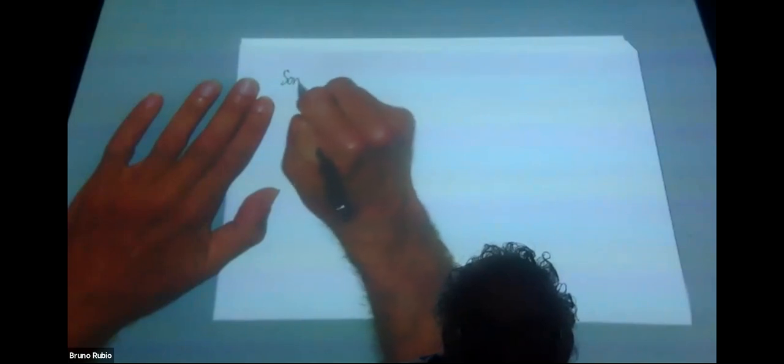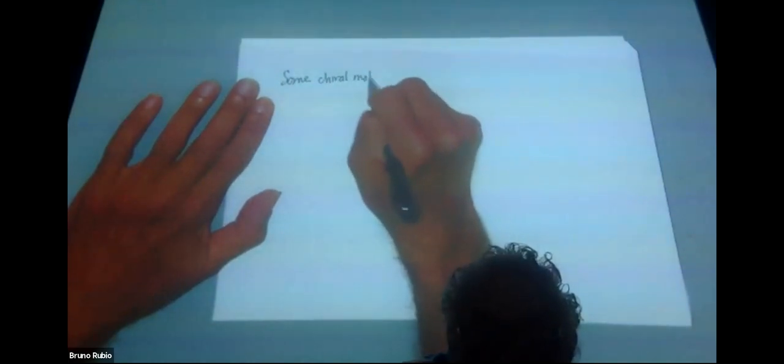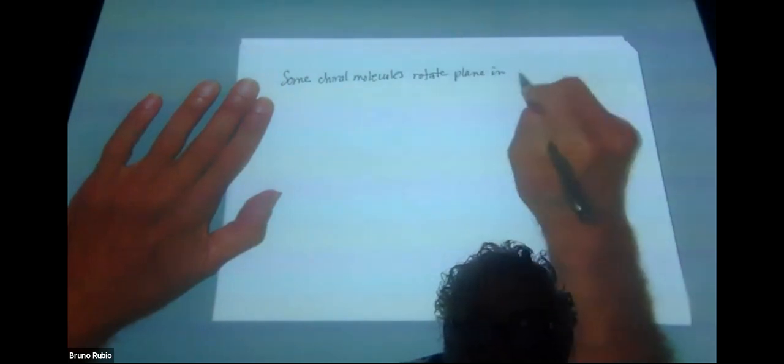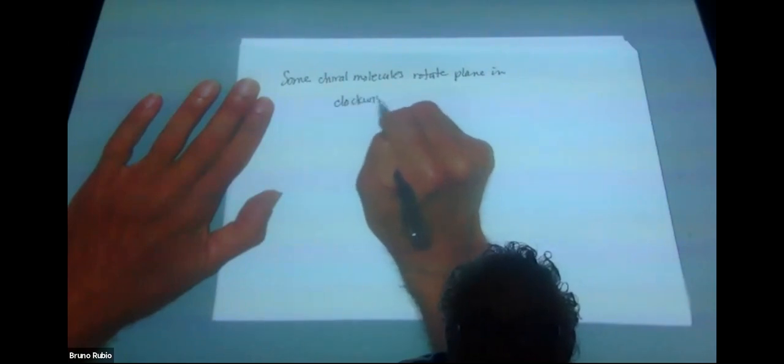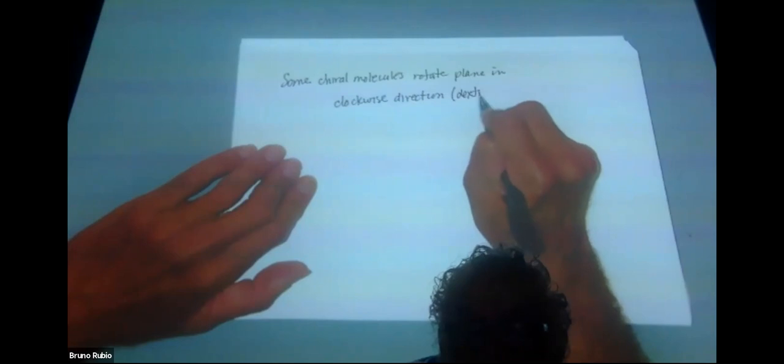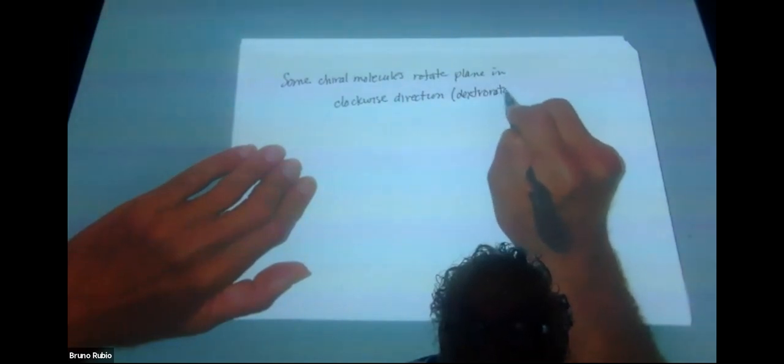Okay, some chiral molecules rotate the plane in the clockwise direction. These kinds of samples are said to be dextrorotatory. Dextrorotatory. So maybe you've heard of dextrose. Well, where did that name come from? Well, way back in the 1800s, one of the observations that was made about glucose, which is dextrose, is that it rotated the plane of polarized light in the clockwise direction. So it was named dextrose.